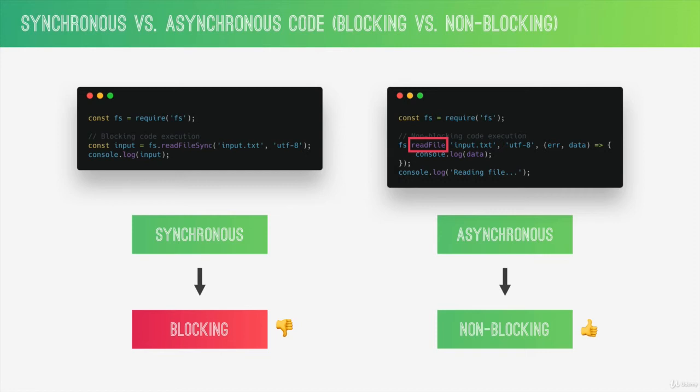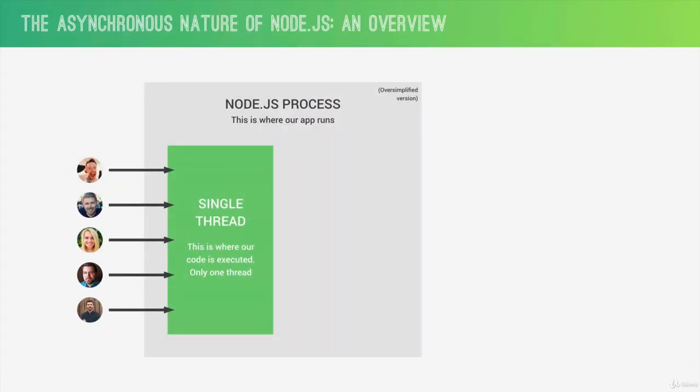Now the question here is, why does it actually have to be this way? What's the problem with blocking code execution in Node.js? Or in other words, why do we actually use callbacks so many times in Node.js? Well, let's find out.